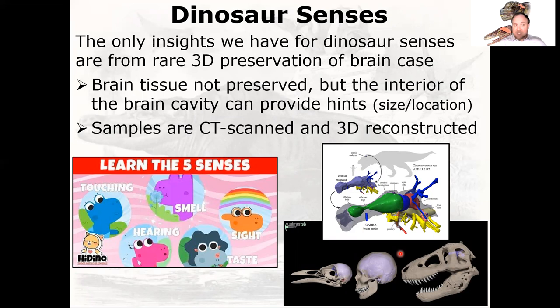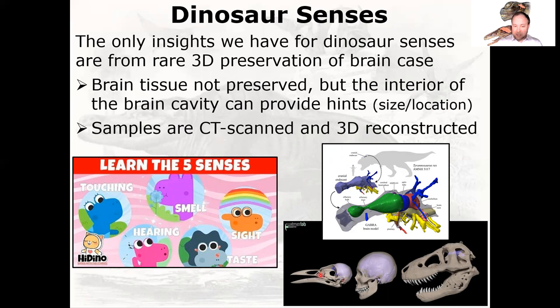Okay, so that's dinosaur size. What about their senses? There's no hard part preservation for dinosaur senses. So the five senses: touch, hearing, smell, taste, sight, or I should say very little. Everything we know about dinosaur senses is from reconstructing dinosaur brains. And again, we don't have any intact dinosaur brains. They're soft tissue. They degrade very quickly. What we do have is the 3D cavity that the brain was in, the brain case. And by doing CAT scans, we can reconstruct the 3D geometry of the brain.